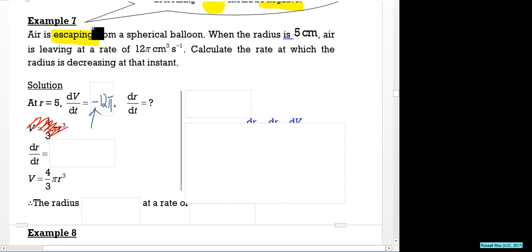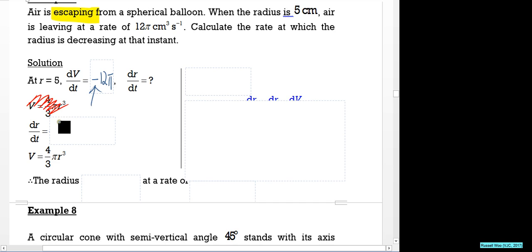So the dr/dt is actually using the chain rule: dr/dv times dv/dt. Am I right? Chain rule. Now, how do we find dr/dv? That means you need an equation linking r and v, which is not difficult because v, the volume of the sphere, is 4/3 pi r cubed.